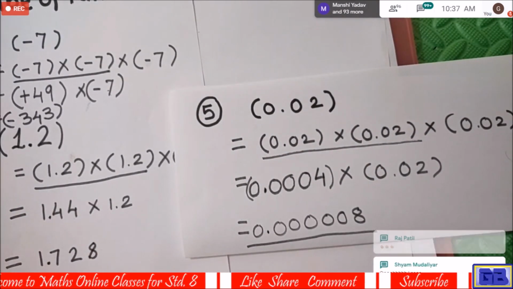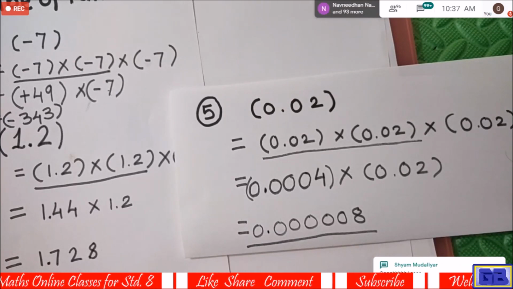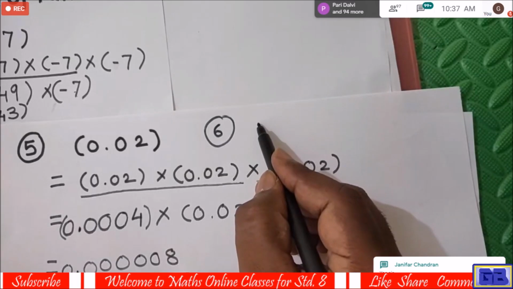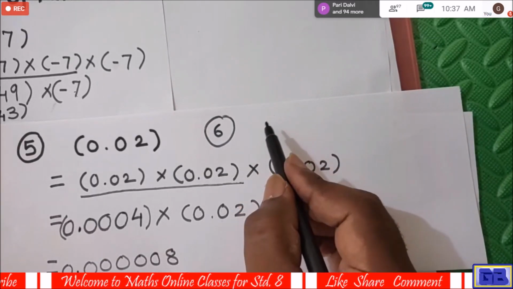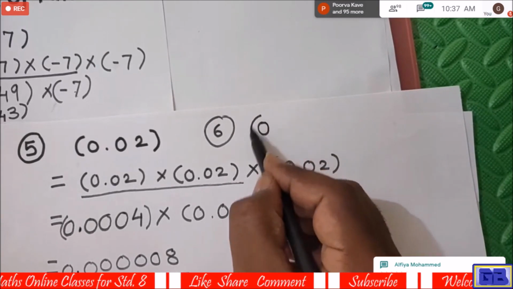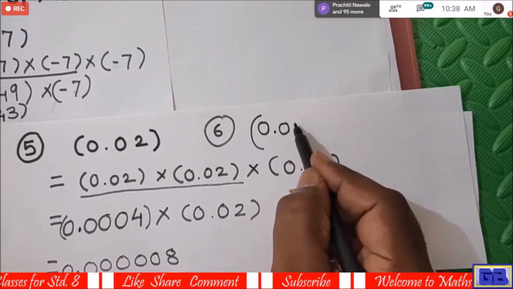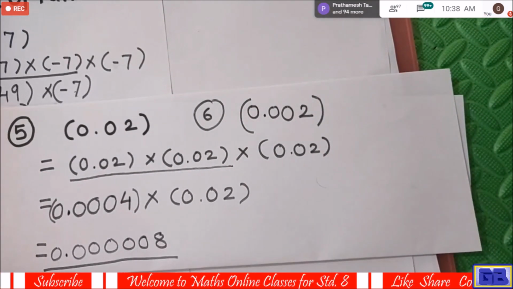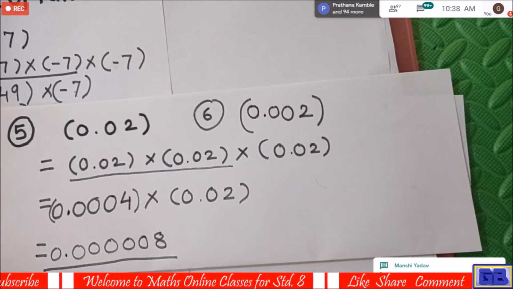If you understand this, now my question is: you have to type the answer in the chat box. Let me see. 0.002. Write the answer, type the answer in the chat box.